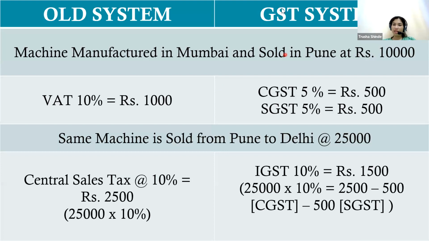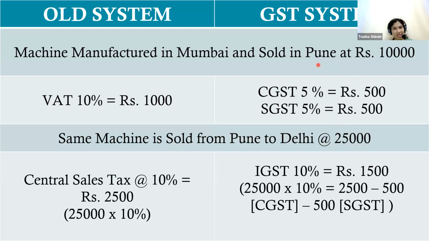To eliminate that, the GST system has come into the picture. Say the cost was 10,000 earlier, and it was sold within the same state. Now you can relate that to the dual GST model. Here, from Mumbai to Pune, it's in the same state. So what type of supplies are there? It is intra-state supplies.